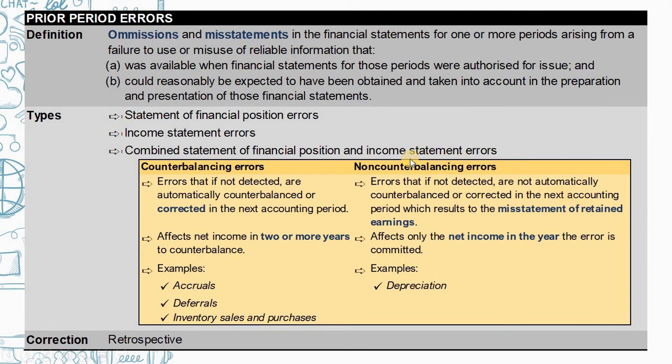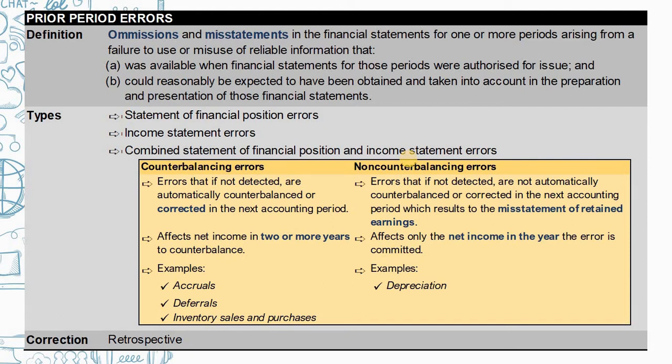So first, let us define what is an error. These are omissions and misstatements in the financial statements for one or more periods arising from a failure to use or misuse of reliable information that was available when financial statements for those periods were authorized for issue and could reasonably be expected to have been obtained and taken into account in the preparation and presentation of those financial statements. So we have three types of errors.